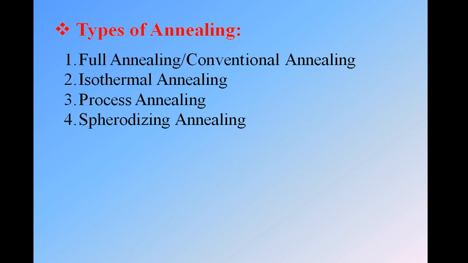We will go forward. So we have a total of 4 types. First is full annealing, or you can say conventional annealing. Second, isothermal annealing. Third is process annealing, and fourth is spheroidizing annealing. All these 4 types are annealing only. Here we cool the material in the furnace itself. In every type we cool the material in the furnace, or we may cool the material in still air, which has the same cooling time as that of the furnace. In this lecture we will see the first 2 types, and in the next we will see the third and fourth. So we will move forward.